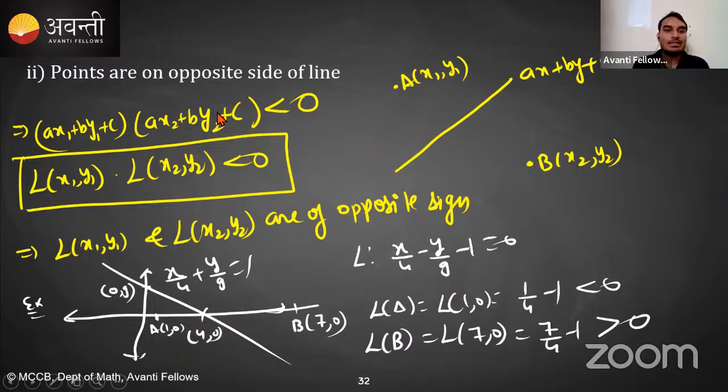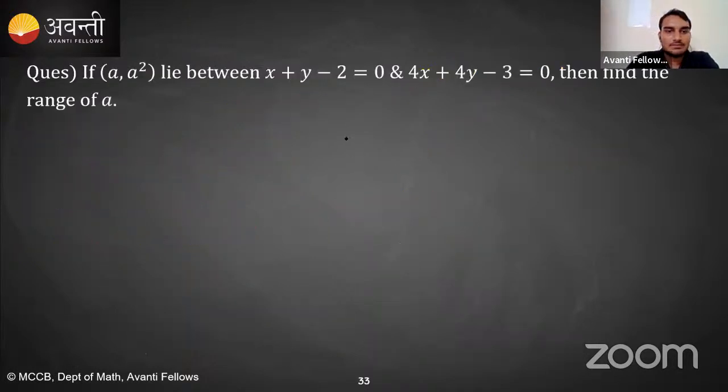Is this clear? The theory is clear. So if 2 points are lying on the opposite side of a line, then after putting the points in the line and taking the product, you will get negative. So L of A into L of B is less than 0. If 2 points are on the same side of the line, then L of A into L of B is greater than 0. Is this clear, students? Okay.